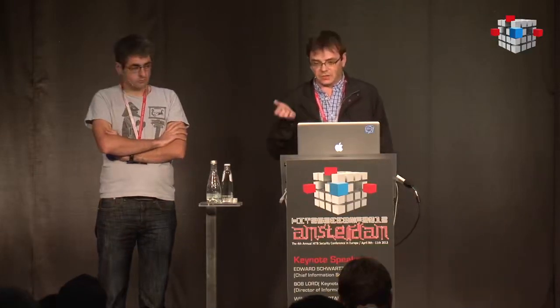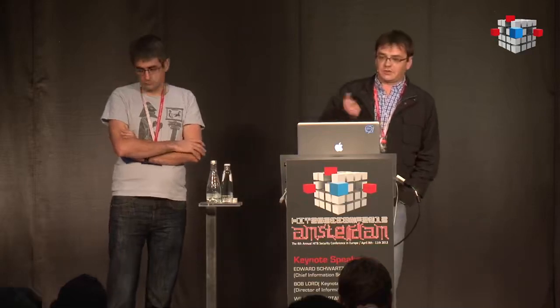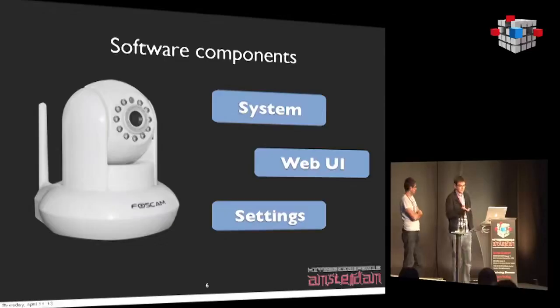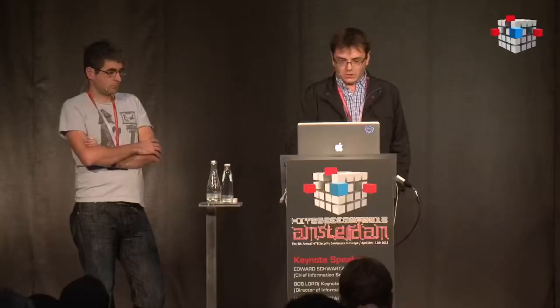Web UI, which is a file that contains the static HTML, JavaScript, and CSS, and some image files that are going to be served over HTTP, and settings file, which stores the camera settings and all your credentials and all configuration that would customize your camera.